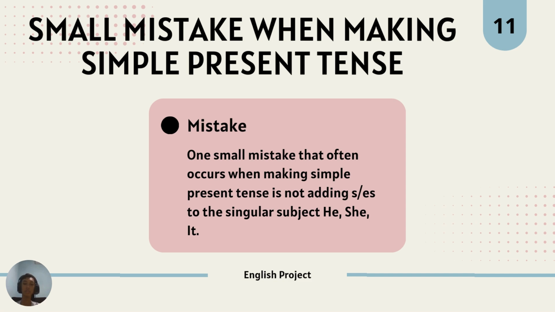It's a wrong page number. I'm sorry. It's page 18. Small mistakes when making simple present tense. One small mistake that often occurs when making simple present tense is not adding s or es to the singular subject he, she, it.